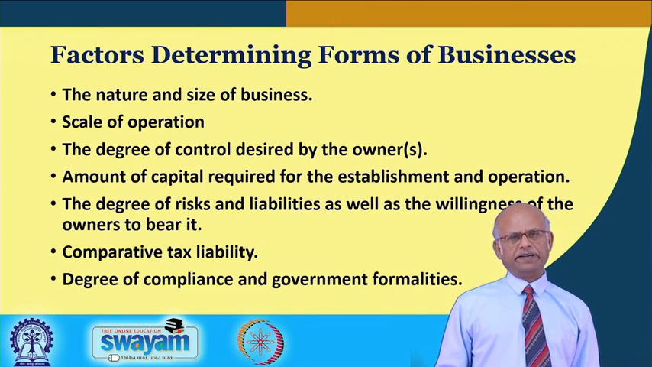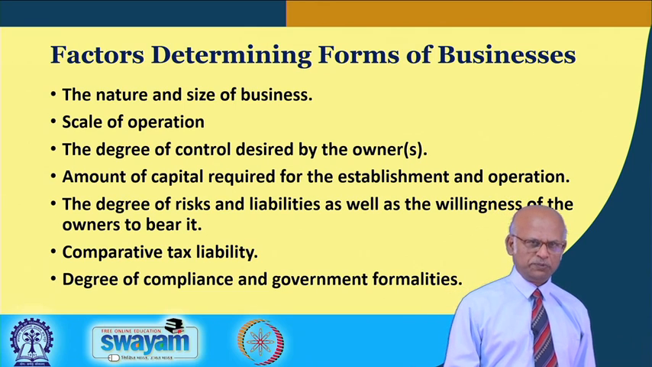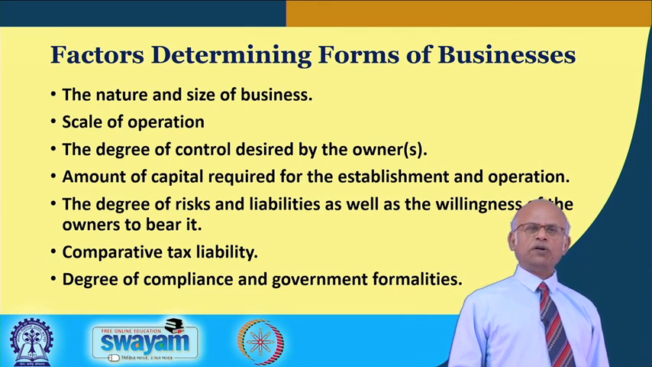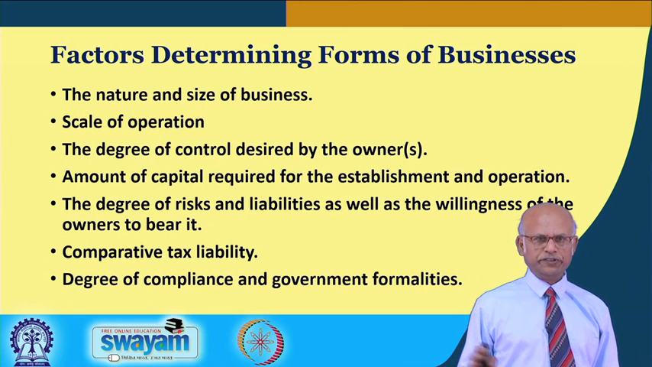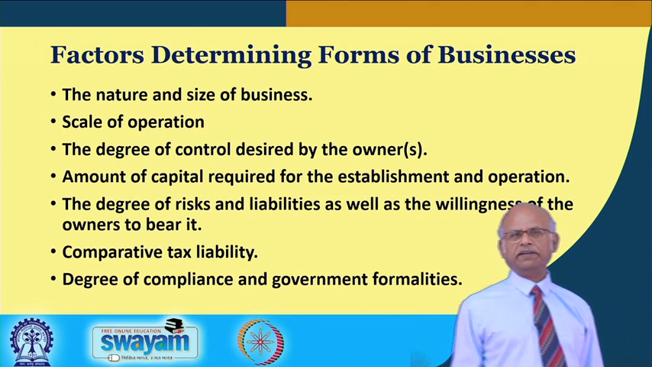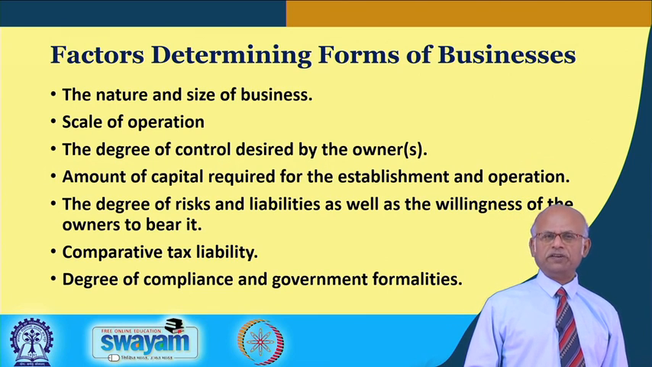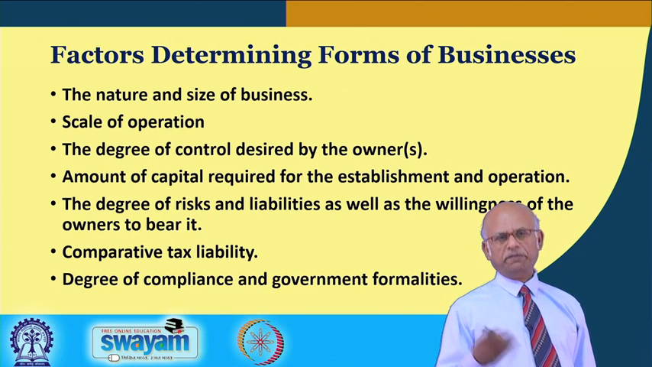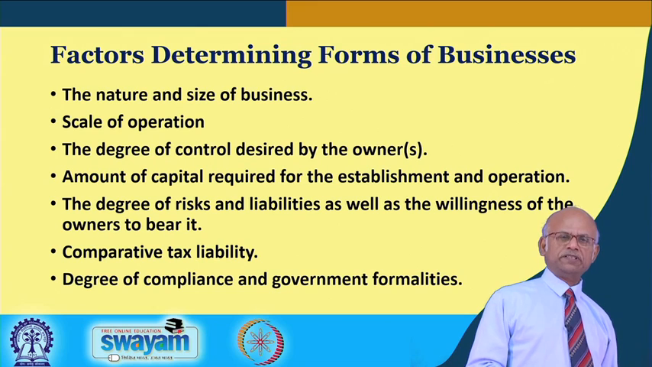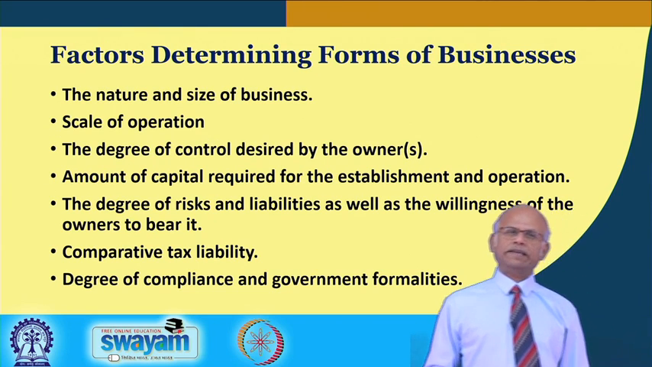Then the degree of control desired. If somebody wants full control, thinking that he or she has the major contribution, they can go for proprietorship. If they want complementary skills to be contributed by multiple people, then they have to lose control. So, depending on the level of control desired, ownership may change. Amount of capital required: if you want huge capital, go for public limited, or if capital is not required, decide accordingly. Comparative tax liability: I have discussed that corporate has a 30% tax rate, whereas proprietorship has a slightly higher tax rate.